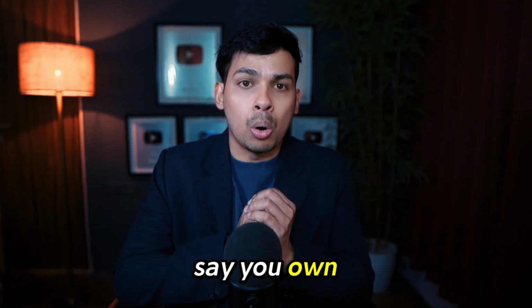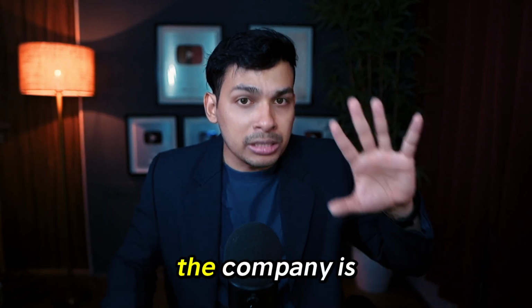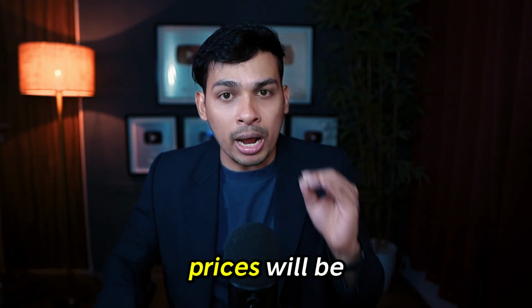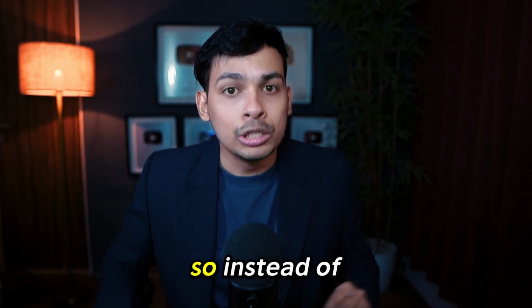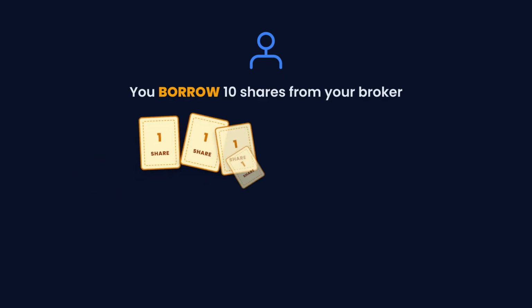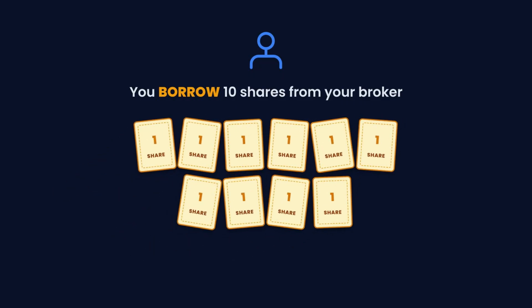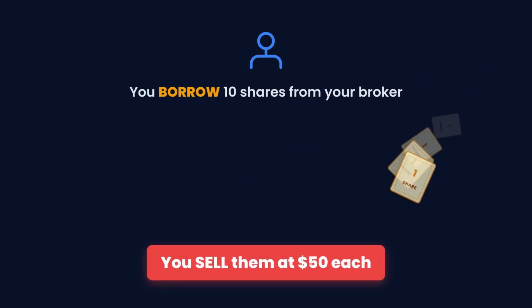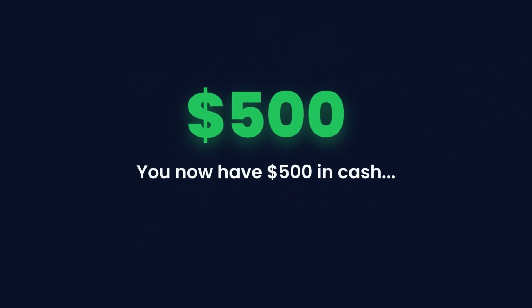So let's say you own a cheeseburger company, okay? And imagine the company is called the Cheeseburger Company, right? And its stock price is $50, but you think it's overpriced. Maybe the business is bad, maybe sales are dropping, whatever the reason is, right? You believe the price will be falling in the future. So instead of buying the stock, you borrow shares from your broker. Let's say you borrow 10 shares, okay? Then you immediately sell them at $50 each. Now you have $500 in cash, even though you didn't own those shares.